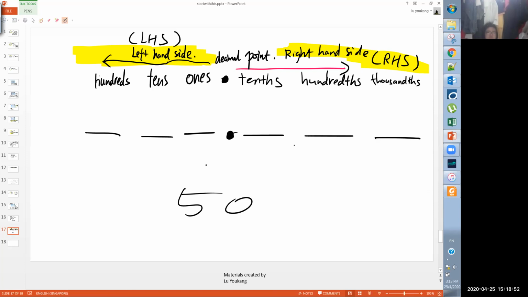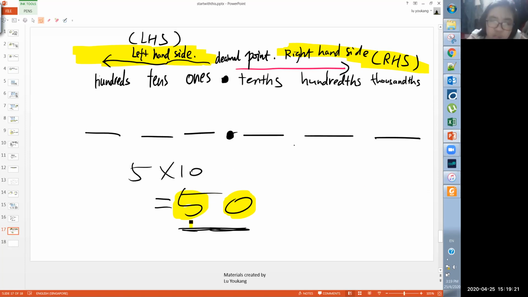So where do you put the 0? After 5 times 10 equals 50. So where do you put the 0? Which blank space do you put it in? Where do you put the 5? At the 10. The 5 will be in the tens position. Tens. Then what about the 0? The ones. Yes, very good.